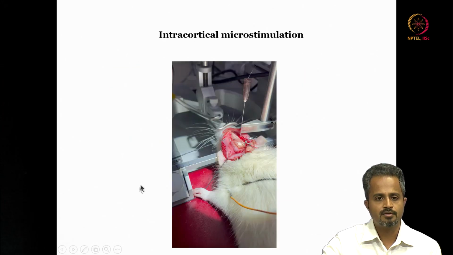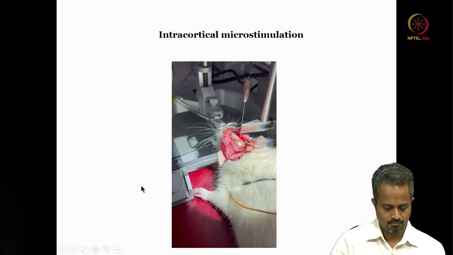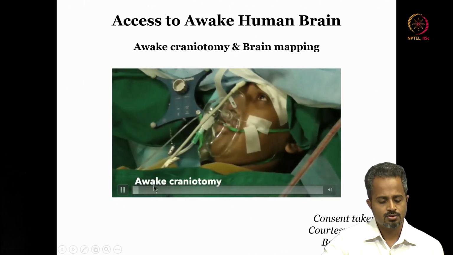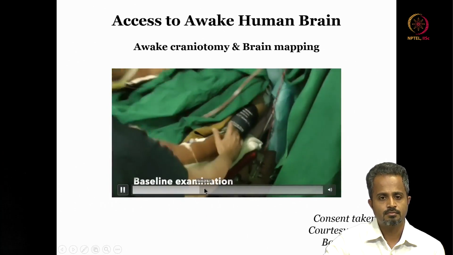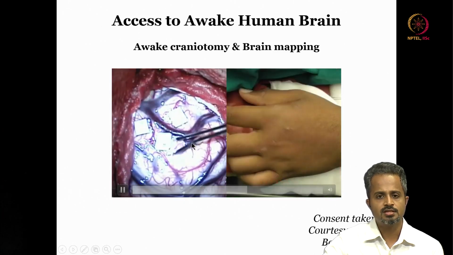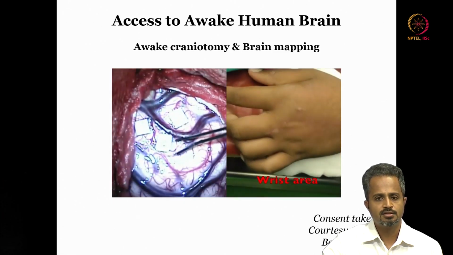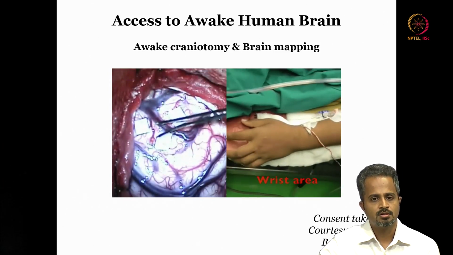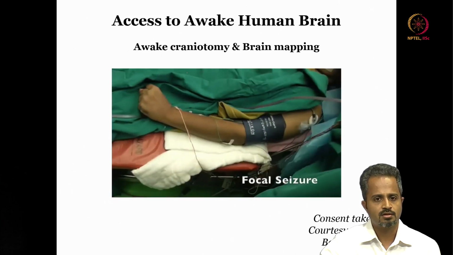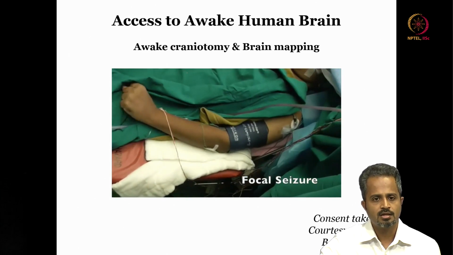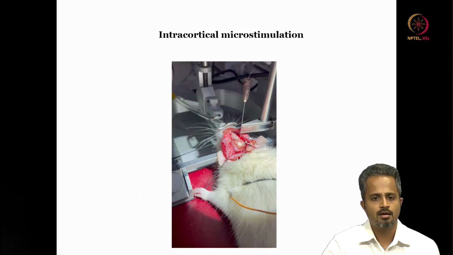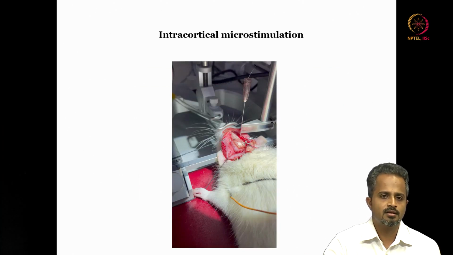I will just play the part with the... sorry. Yeah, I will just quickly move to that part of the video where the mapping is shown. As you can see, as we stimulate, the wrist moves and the hand moves. That is a bipolar stimulation that we are doing, and then we try to reproduce the seizure as well. That was the elbow and shoulder area which we mapped, and that is the focal seizure that we produced from that. So, that is the human brain mapping, but how do we do a similar technique in a rodent?